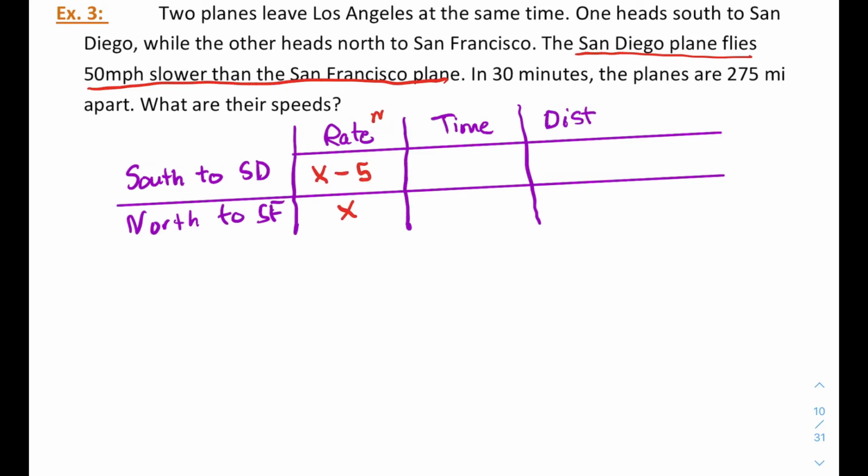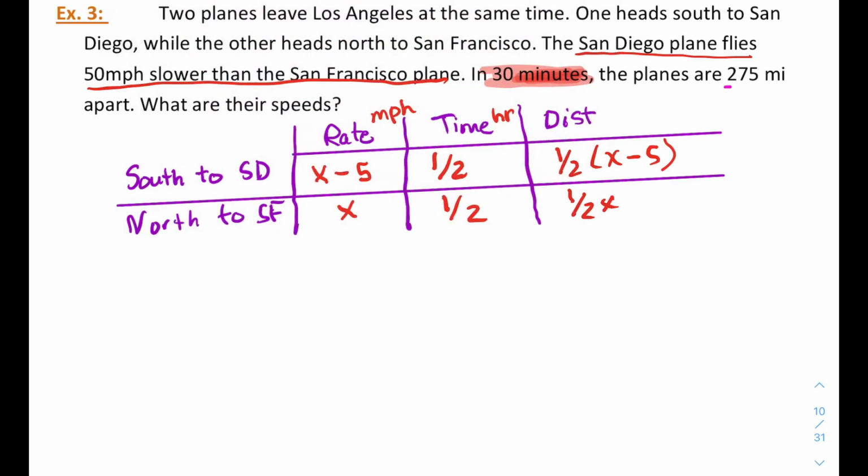One thing that's important here is those rates are in miles per hour, but the time that they give us, say they give us that we're looking at it in 30 minutes, that's not the same units, so I'm going to have to convert 30 minutes to hours because my rate's in miles per hour. So 30 divided by 60 gives me 1/2 of an hour. Make sure that your units match when you're doing these. Then I can multiply to get my distances for my plane traveling south and north.